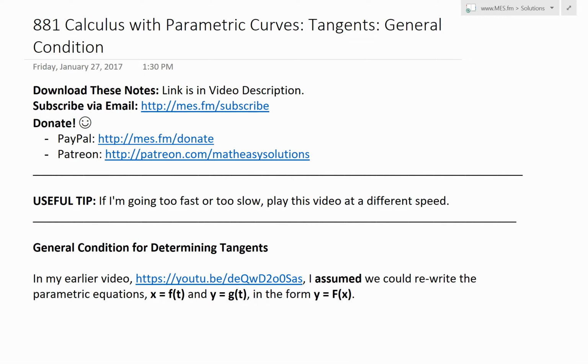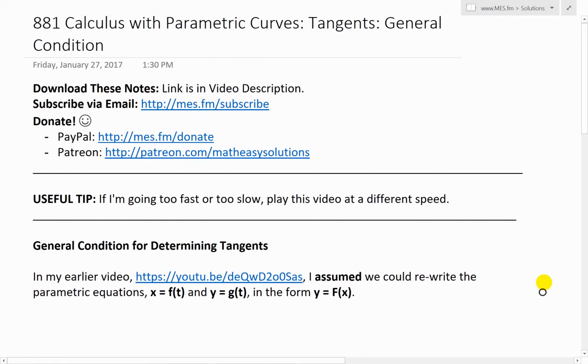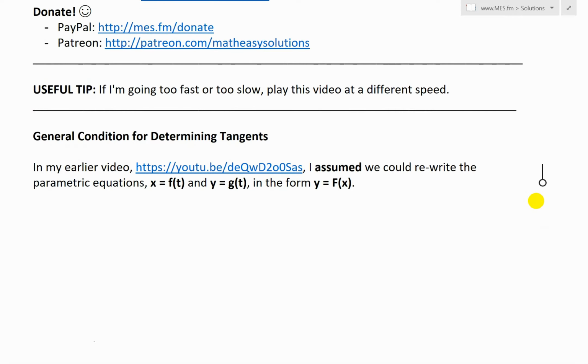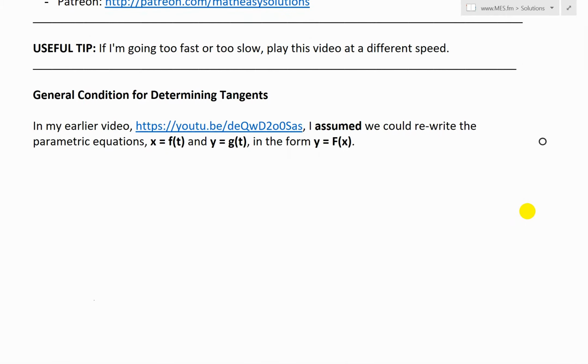Today we're going to discuss further into calculus with parametric curves and look further into tangents, and go over the general condition for the derivation I went over for the equation for the slope of a tangent line on a parametric curve.